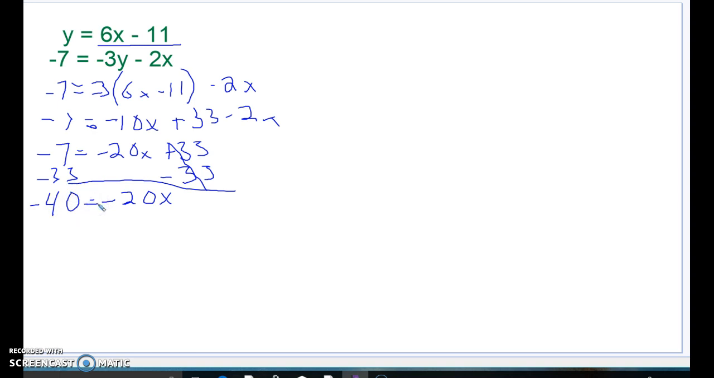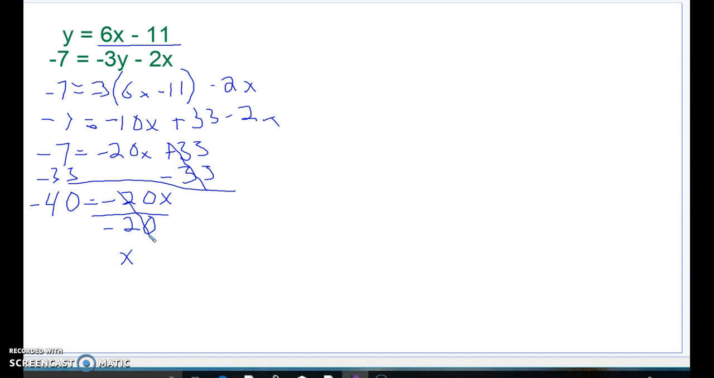When we have this negative 20 next to the x, that means it's being multiplied by the x. In order to undo that multiplication, we need to do the opposite, which is division. We're going to divide by negative 20. Anything divided by itself is 1, and by multiplicative identity, anything times 1 is itself. So that's why we get this x by itself.